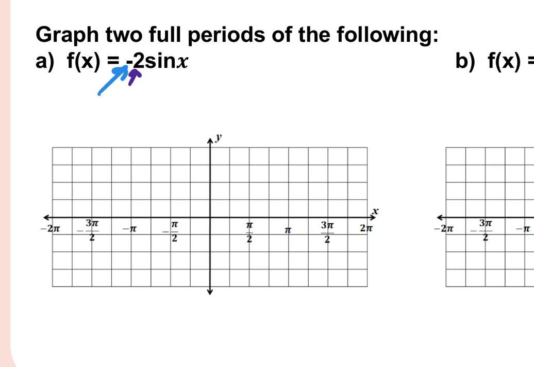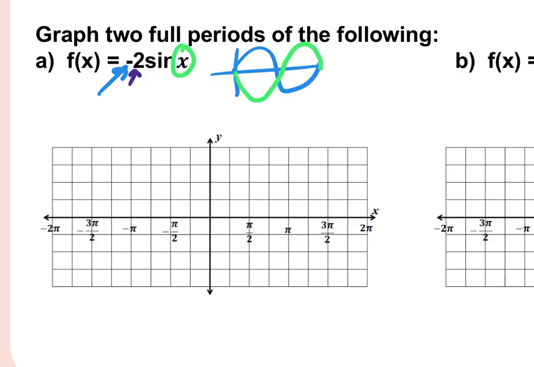Flips it upside down. So my sine curve typically does this. A negative sine curve is going to do that. Are there any other stretches or shrinks? No. A stretch or shrink there would be horizontal. A plus or minus there would shift it right or left. And then added at the end would shift it up and down just like everything else.